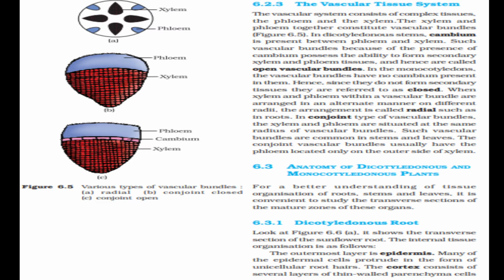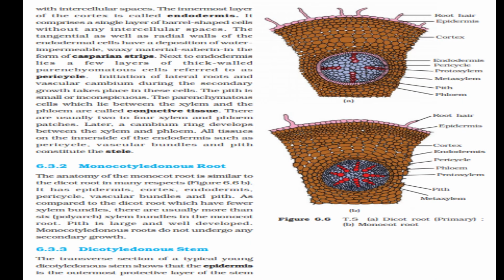The cortex consists of several layers of thin-walled parenchymatous cells with intercellular spaces. The innermost layer of the cortex is called endodermis. It comprises a single layer of barrel-shaped cells without any intercellular spaces. The tangential as well as radial walls of the endodermal cells have a deposition of water-impermeable, waxy material suberin, in the form of Casparian strips. Next to endodermis lies a few layers of thick-walled parenchymatous cells referred to as pericycle. Initiation of lateral roots and vascular cambium during the secondary growth takes place in these cells. The pith is small and inconspicuous.